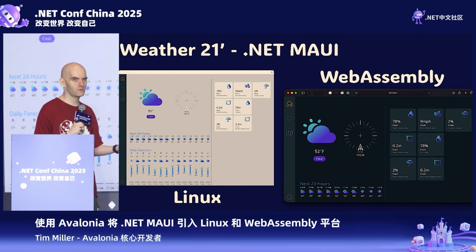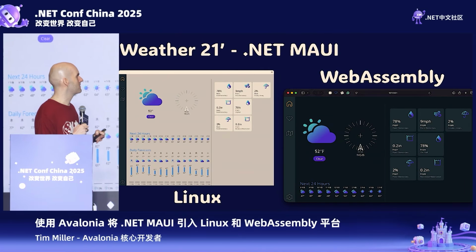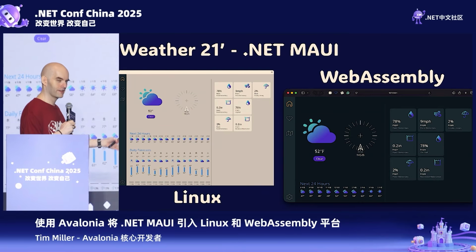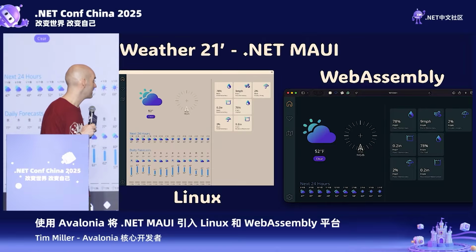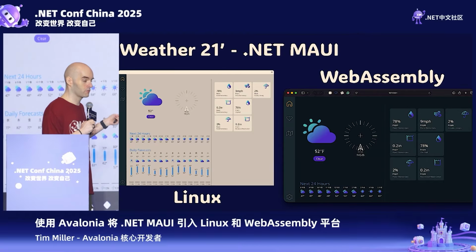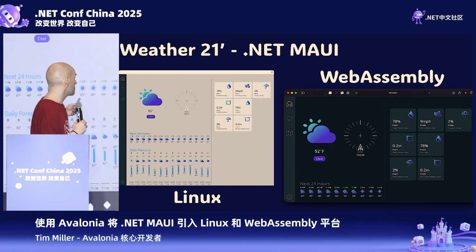There are new controls, new things that it adds, and so we're going through to see if we can go all the way back to .NET 6 and up, to make sure that everything still works and we didn't break anything. This was Weather 21, which launched with .NET 6. This was one of their demos, working on Linux and WebAssembly.